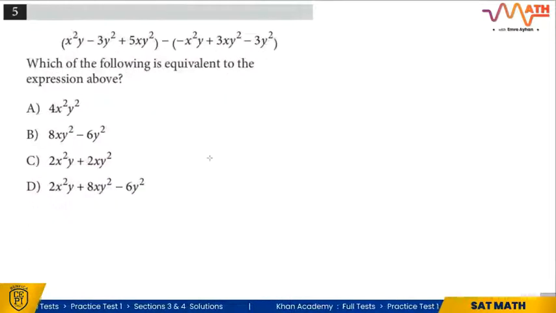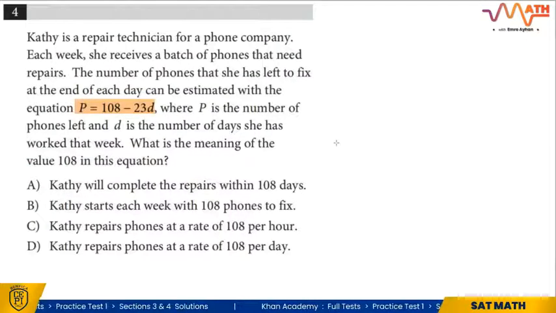Question number 4. Kathy is a repair technician for a phone company. Each week, she receives a batch of phones that need repairs. The number of phones that she has left to fix at the end of each day can be estimated with the equation given. What is the meaning of the value 108 in the equation? So 108 is a constant number. It can be an initial amount. It's not an increase or decrease or change.